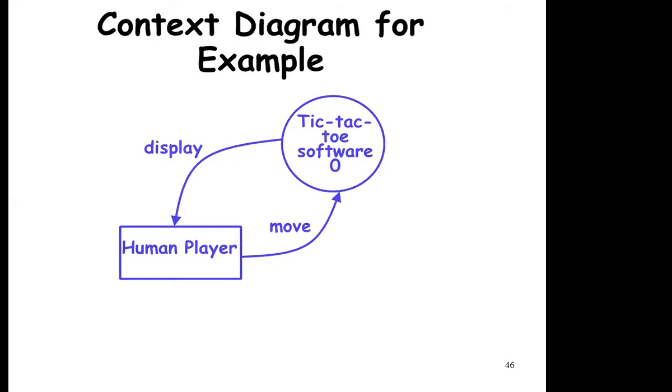Level 0 DFD. By chance, I have also made a game as an example: tic-tac-toe. It is a level 0 diagram. A human plays, or you can write a human or a player, whatever you want to say. It goes with the move, and the result is displayed, or you can write display the result. So this is the overall level 0, or the context diagram, of tic-tac-toe.